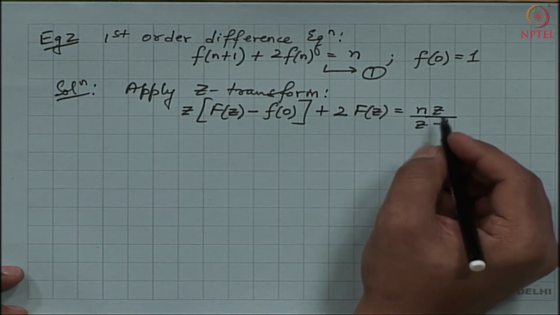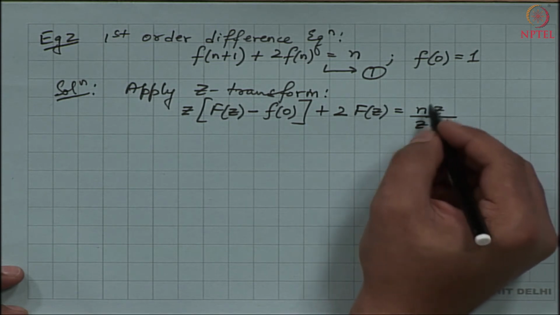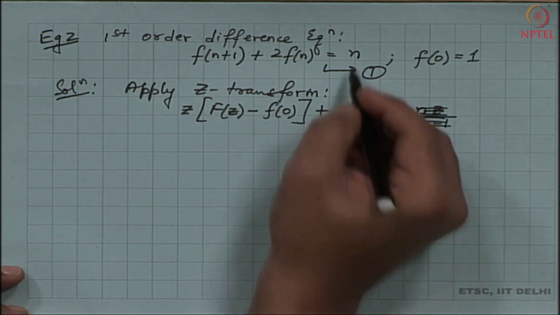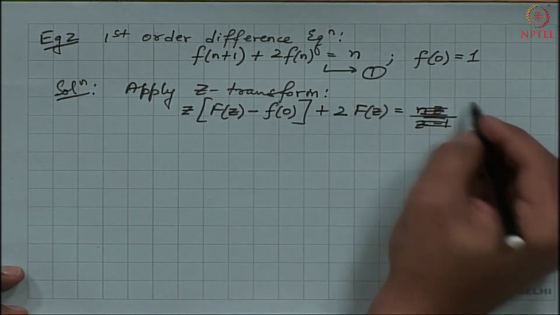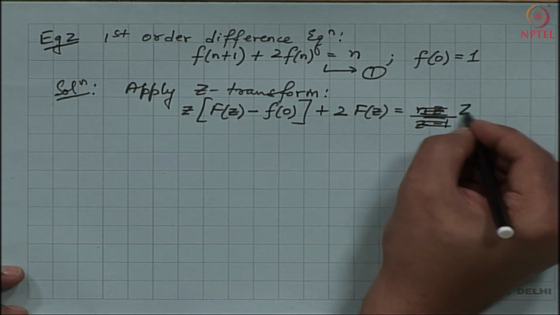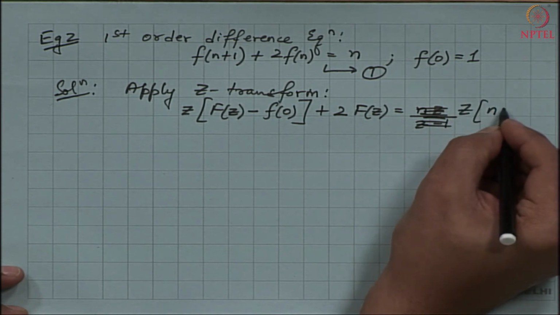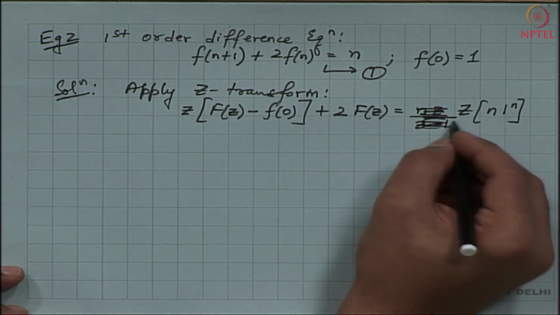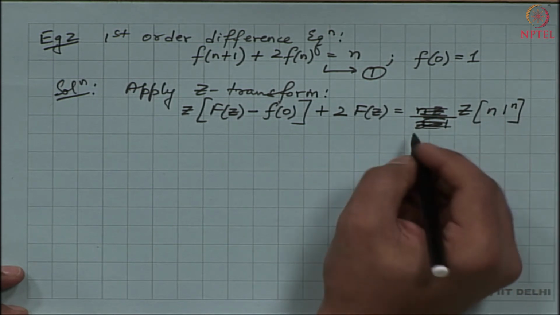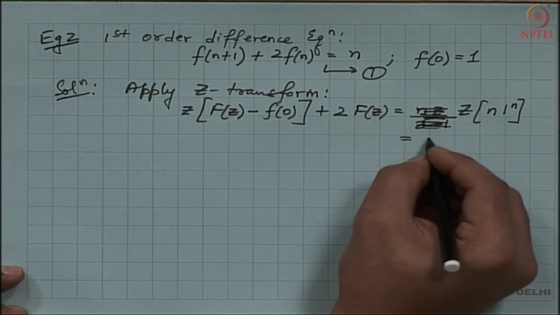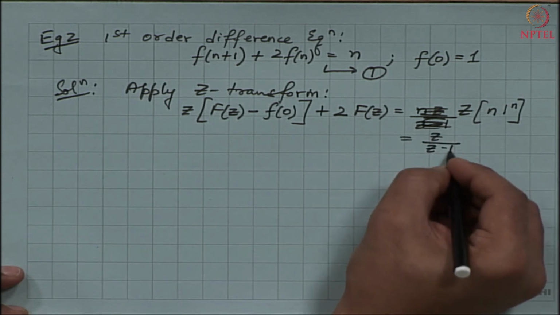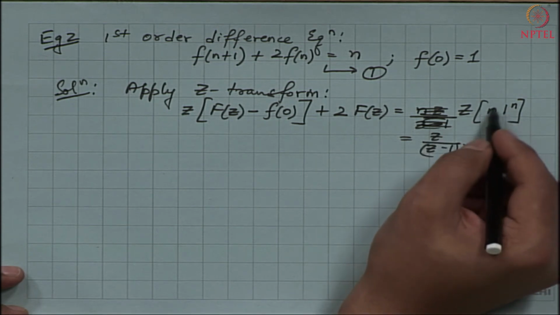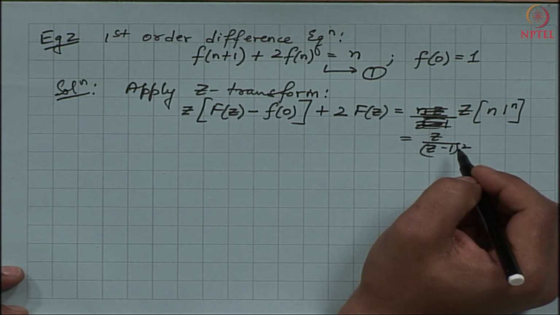Well, there is a slight change here. I see that this is n times 1. So my expression is the Z transform of n times 1, which I can write as n times 1 to the power n. So I need to take out this n completely. So I get that the right hand side is z by z minus 1 squared. That is the Z transform of n times 1 to the power n.